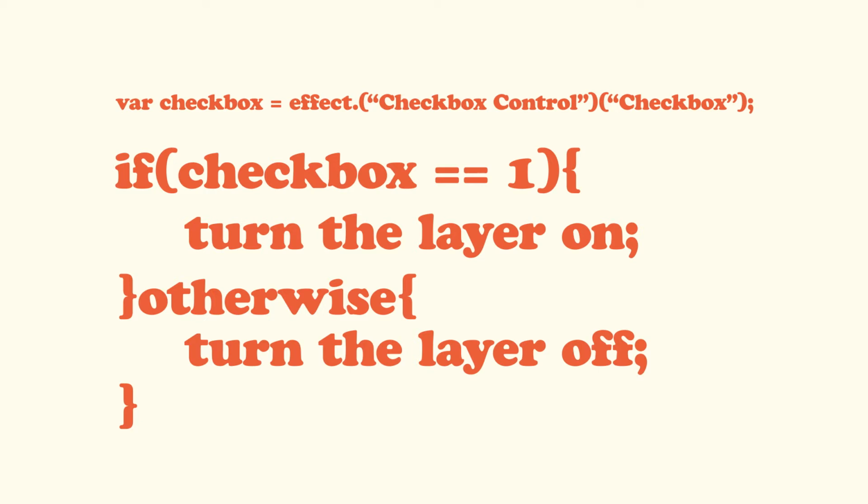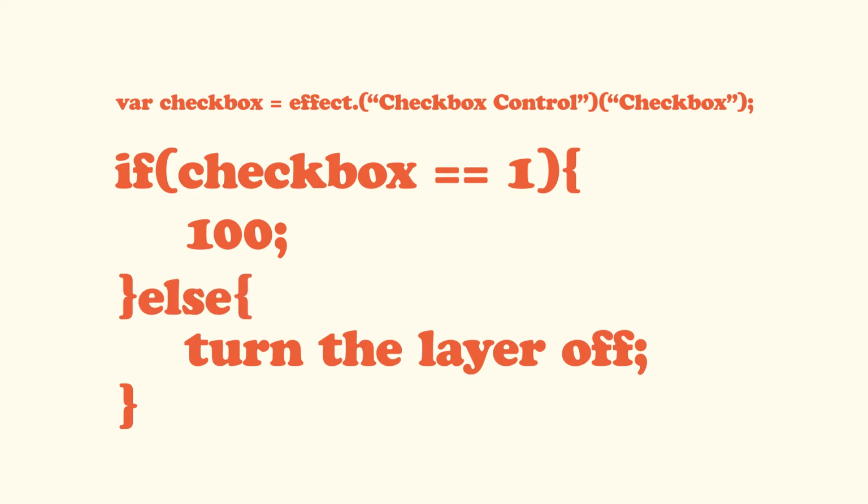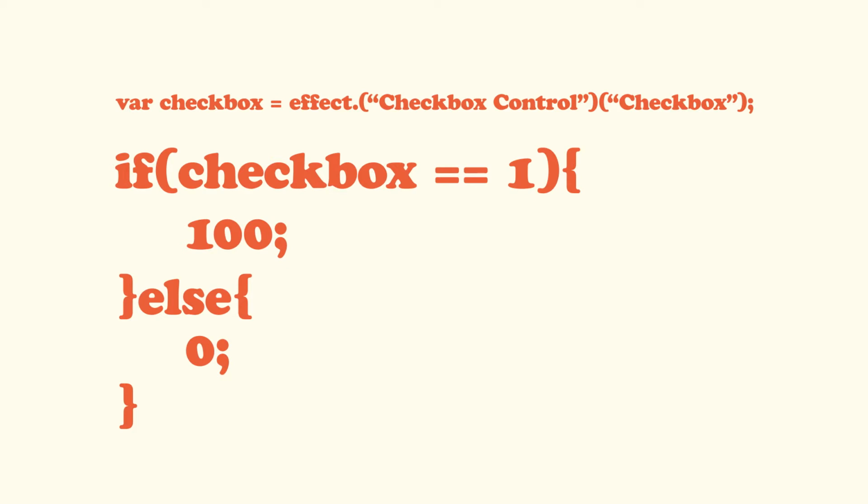So if the checkbox is checked, or a value of 1, turn the layer on. Now I'm going to apply this expression to the opacity of the layer. That's how I'm going to turn it on and off. So if the checkbox is checked, I want the opacity to be a value of 100 or 100%. Otherwise, and the proper way to write this is else, but it means otherwise, if this is not checked, if this statement is not true, turn the layer off or set the opacity to 0. And that's all there is to this conditional statement.